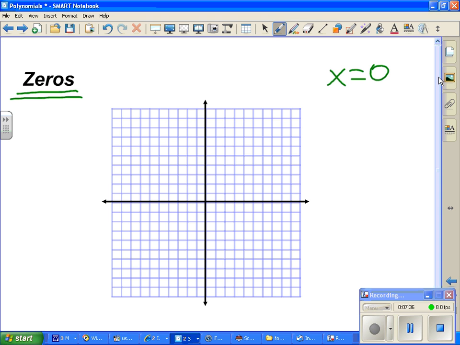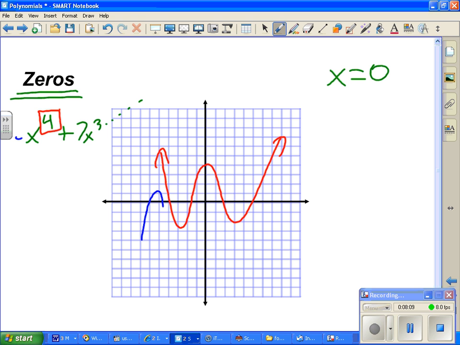However, whatever your degree is, so if you have x to the 4th plus 7x cubed, blah, blah, blah, and down the line, how many possible times could that graph cross the x-axis? Well, if your degree is 4, it could possibly cross 4 times. So if it did, it would look something like this: 1, 2, 3, 4. Or it could go the other way, depending on if this was negative. 1, 2, 3, 4. Okay? Possibility of 4 times.